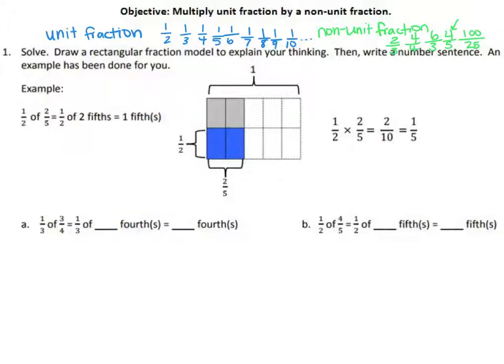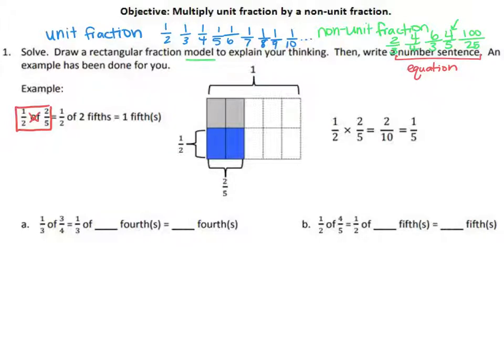Today we're going to be solving these problems using a fraction model, where we draw one whole and then we split it up. Okay, let's write a number sentence. We don't really use the word number sentence, but that is the same thing as an equation. Here's an example one. The problem is 1/2 of 2/5. And we know of means multiply. So we're going to be multiplying 1/2 times 2/5.